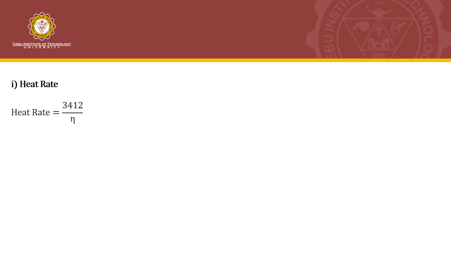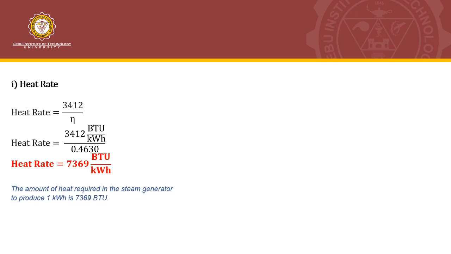For the heat rate, we just use the same formula, and the heat rate is 7,369 BTU per kilowatt hour. So the amount of heat that is required in the steam generator to produce 1 kilowatt hour is 7,369 BTU. So that is how you solve the different quantities if we have an open feed water heater. You can also use the same process. You just have to be careful, especially in the design of the different components.